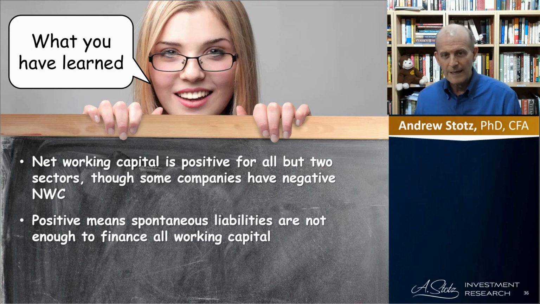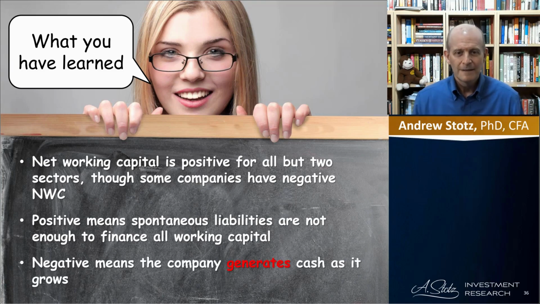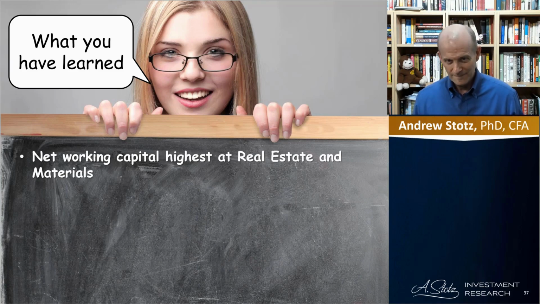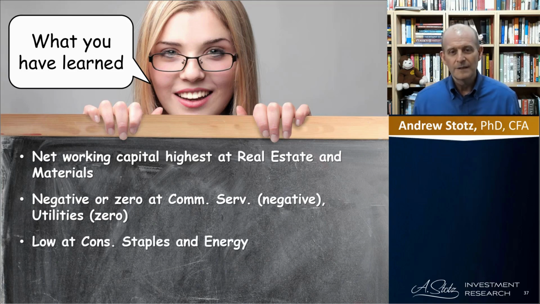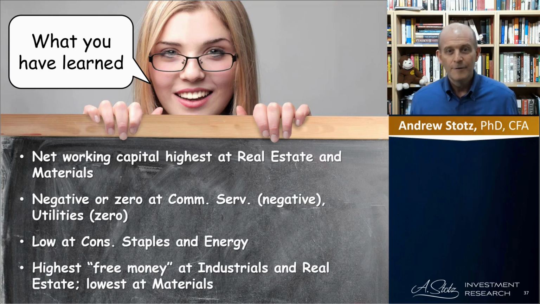Positive net working capital means spontaneous liabilities are not enough to finance all the working capital. Remember, when I refer to working capital, I'm talking about assets. Negative means the company generates cash as it grows. Net working capital is highest at real estate and materials. It's negative or zero at communication services and utilities. And it's low at consumer staples and energy. And the highest free money is at the industrial sector and real estate. And the lowest is at materials.